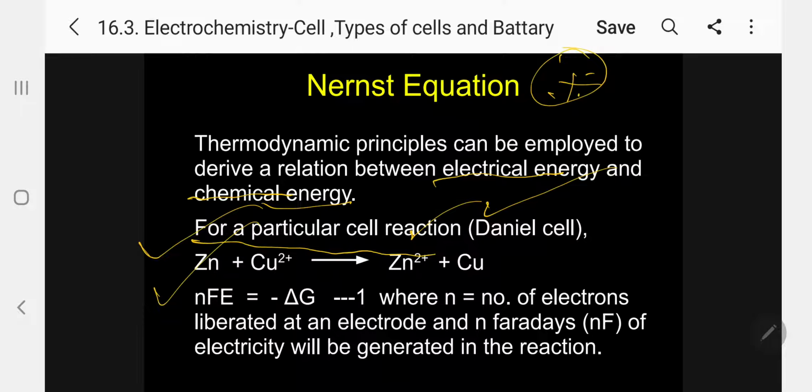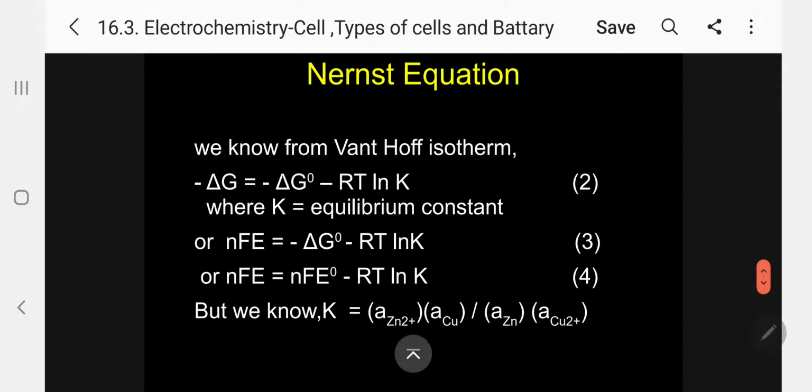So here I am representing nFE equal to minus delta G. Here n equal to the number of electrons liberated, in this case 2 electrons at an electrode, and nF Faraday of electricity will be generated in the equation. Kindly follow. We know from Van 't Hoff isotherm, please remember, Van 't Hoff isotherm, delta G equal to delta G0 plus RT ln K, where K is the equilibrium constant. We have already studied this under chemical equilibrium. K is the equilibrium constant.